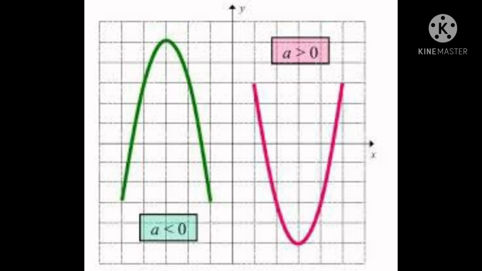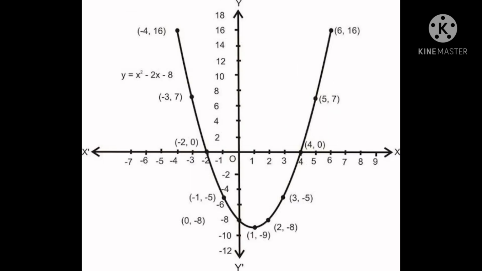Graph of quadratic polynomial is a parabola. It may be an upward parabola or a downward parabola. First one is a downward parabola and second one is an upward parabola. If the value of a is less than 0, then it will be a downward parabola. If the value of a is greater than 0, then it will be an upward parabola.